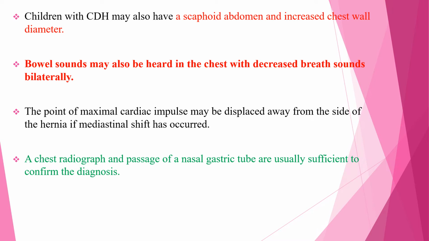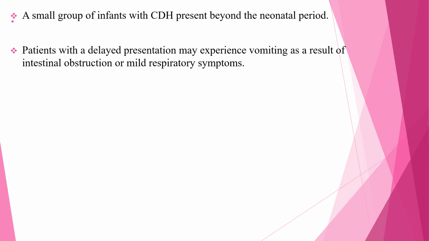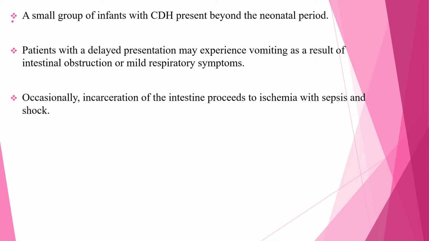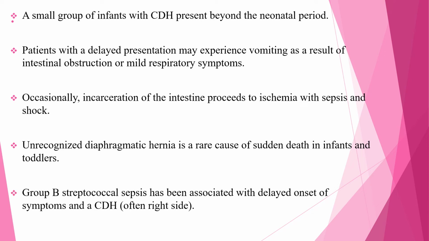A small group of infants with congenital diaphragmatic hernia presents beyond the neonatal period, and the patients with a delayed presentation might experience vomiting as a result of intestinal obstruction or mild respiratory symptoms. Occasionally, incarceration of the intestine progresses to ischemia with sepsis and shock. Unrecognized diaphragmatic hernia is rare, and it can cause sudden infant death syndrome in some infants and toddlers. And group B streptococcal sepsis has been associated with a delayed onset of symptoms and congenital diaphragmatic hernia, often on the right side.